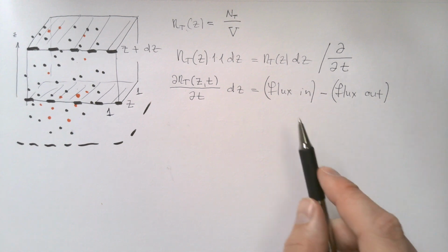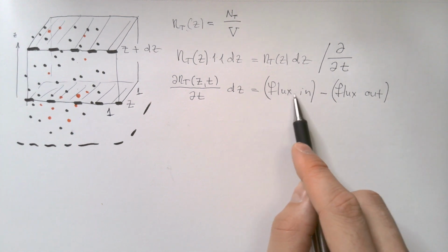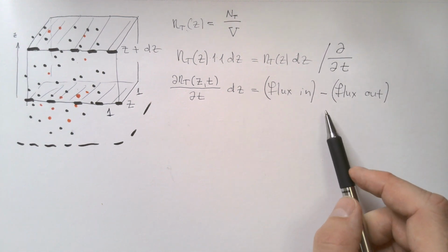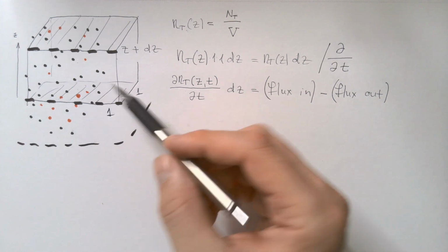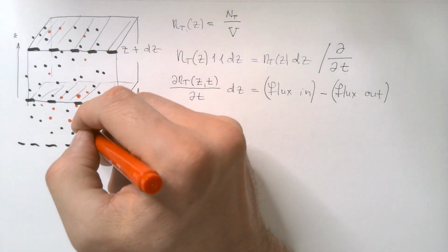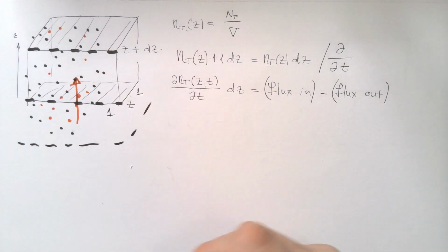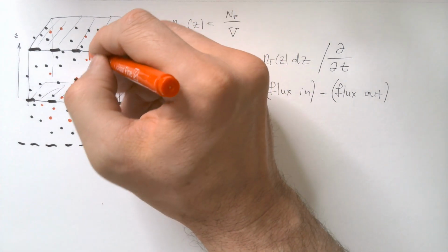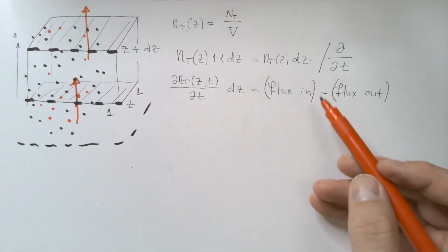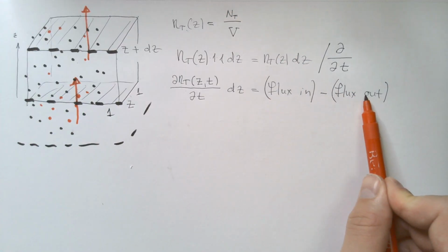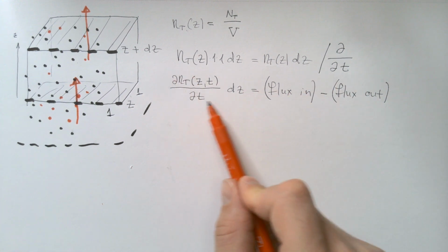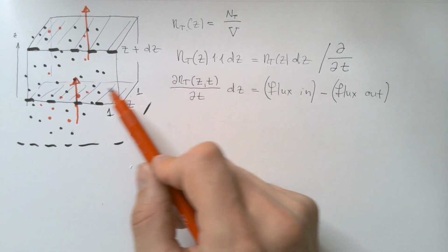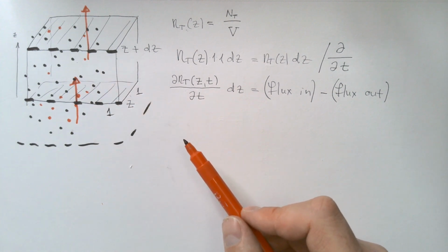Some of you might say, but why did you define this as flux in minus flux out? Why not the other way around? Well, looking at this picture, if the flux of the red particles into the volume is larger than the flux out, then this will be larger than that, and that means this will be positive, and therefore this will be positive, which means that the number of red particles in this volume is increasing with time, and that makes sense.